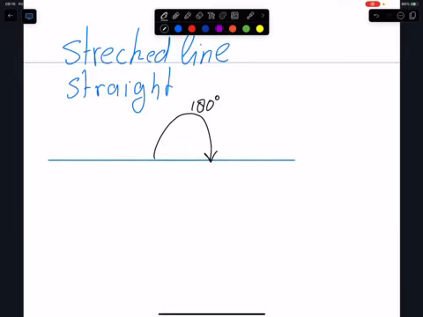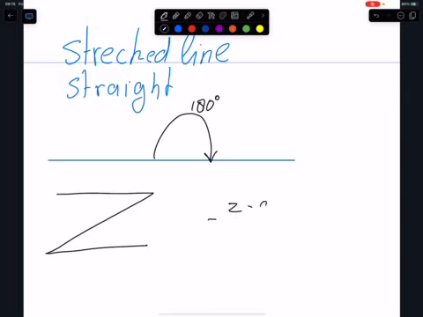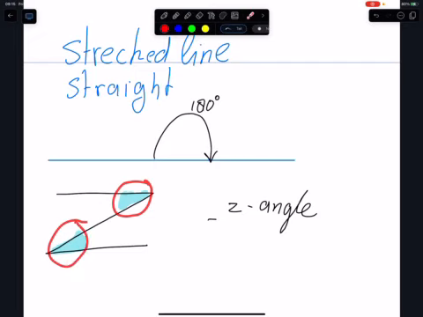Next thing you should know is called a Z-angle. What is a Z-angle? The Z-angle states that these two angles are equal.